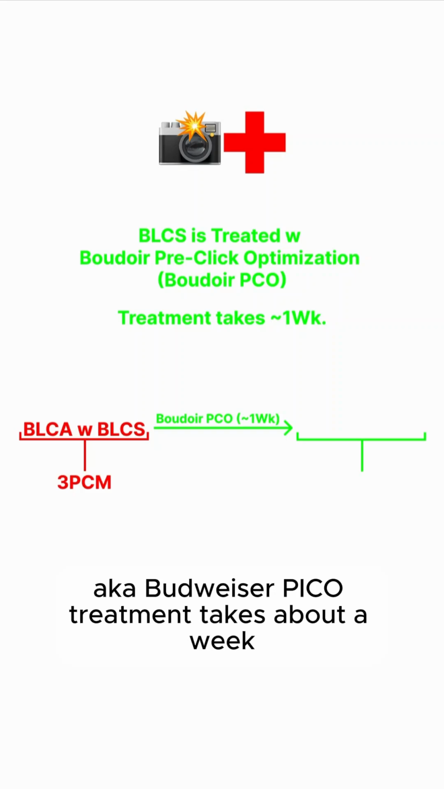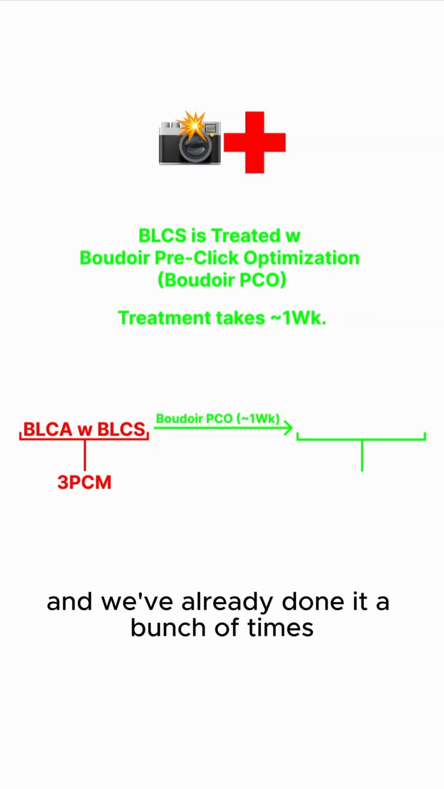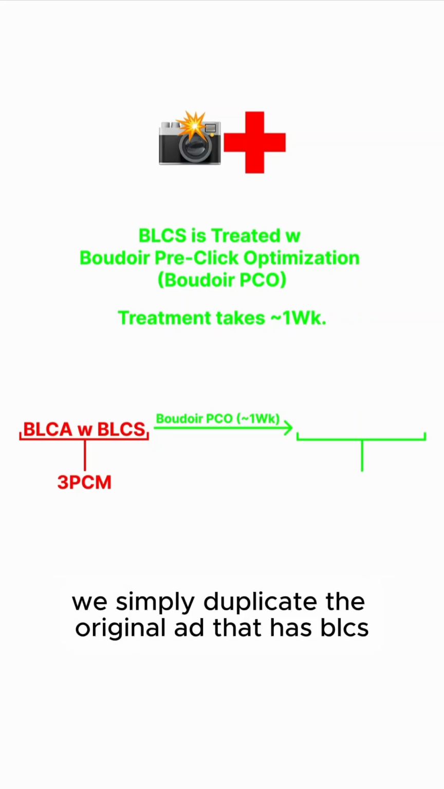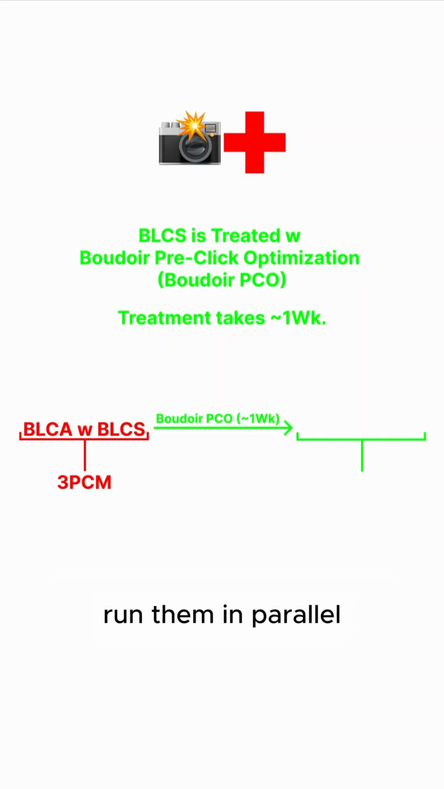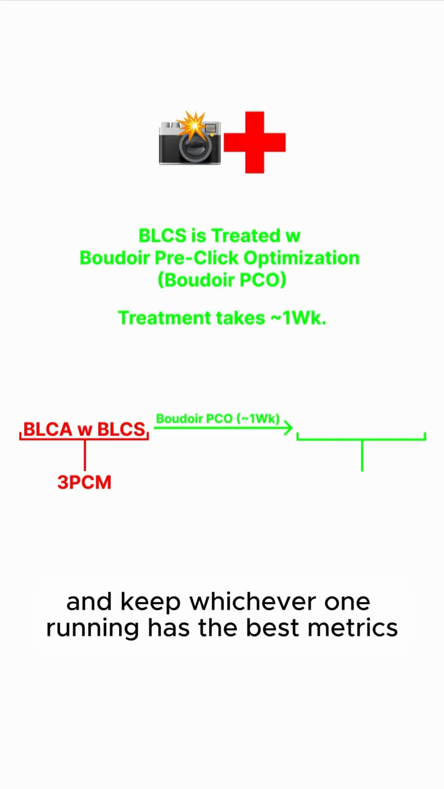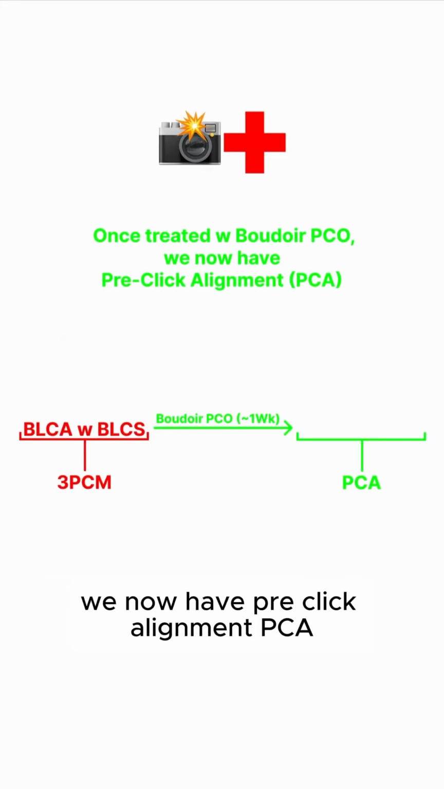Treatment takes about a week. We know this because we invented it, and we've already done it a bunch of times. We simply duplicate the original ad that has BLCS, and we treat the duplicated one with Boudoir Pico, run them in parallel, and keep whichever one has the best metrics. Pretty simple. Once you're treated with Boudoir Pico, we now have pre-click alignment, PCA.